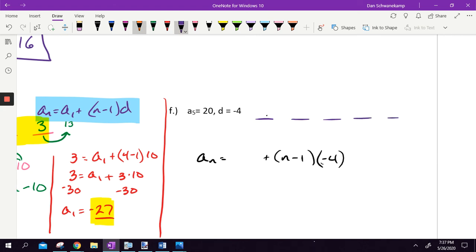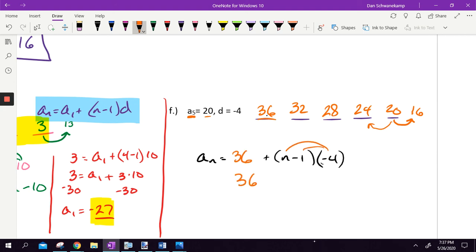This is my favorite. The fifth term in my pattern is 20. My D is negative 4. So if my D is negative 4, my next number would be 16 because I would subtract 4. So if I'm going this way, I'm really going to add 4. This is going to be 24. This would be 28. This would be 32. A sub 1 would be 36. Then I can solve from there.